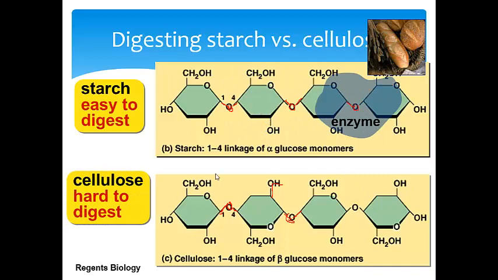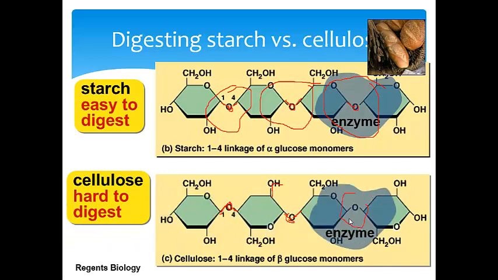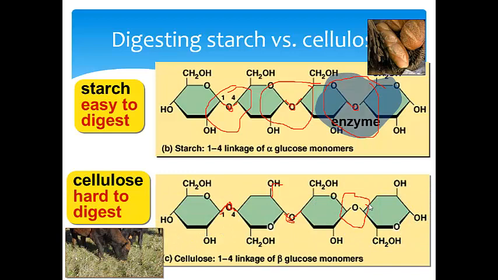So what's happening is starch, humans have a special enzyme, and we can break all these down bonds. This is no problem. We have an enzyme for this. It's called amylase. But cellulose, on the other hand, these bonds here are up, and we don't have an enzyme that can do that shape. Now, it does exist. Some animals are able to digest cellulose, just not us.